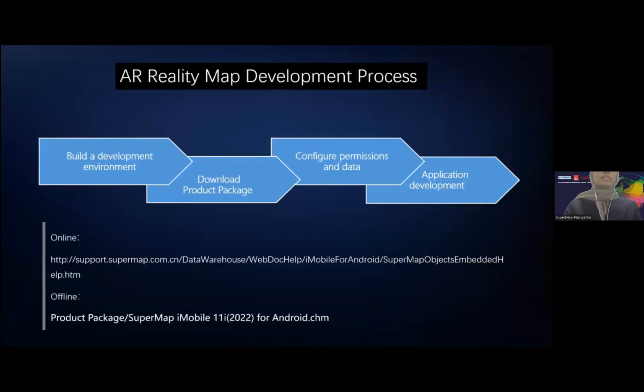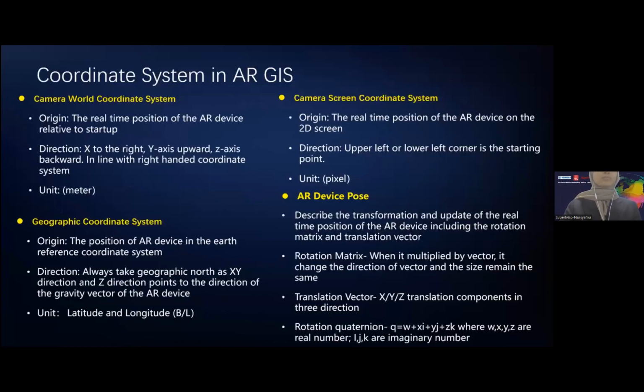So this is the development process of the AR reality map, where we need to build the development environment before configuring the data and developing the application. This is an example of the coordinate systems in ARGIS, where we have a camera world coordinate system, a geographic coordinate system, a camera screen coordinate system with the real-time position of the AR device on the 2D screen, and also the AR device itself.